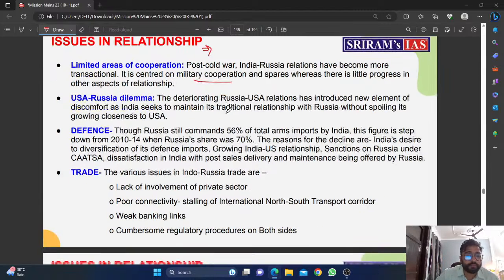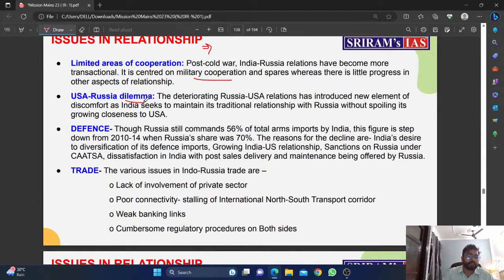After this, there is the US-Russia dilemma, another issue that a country like India faces: whenever we get close to the USA, Russia doesn't like it, and vice versa. Whenever we get close to Russia, the US doesn't like it. So India struggles to maintain a cordial relationship with both nations in a way that the relation with one does not hamper the other. This is known as the US-Russia dilemma.